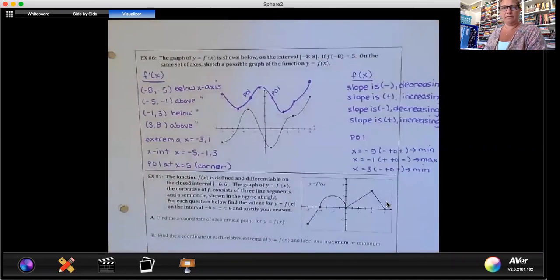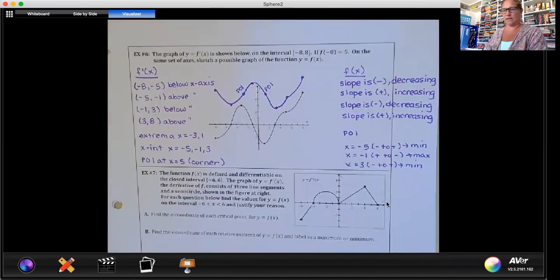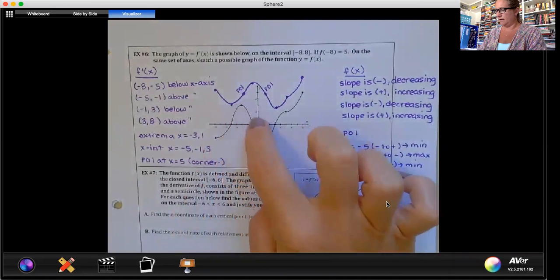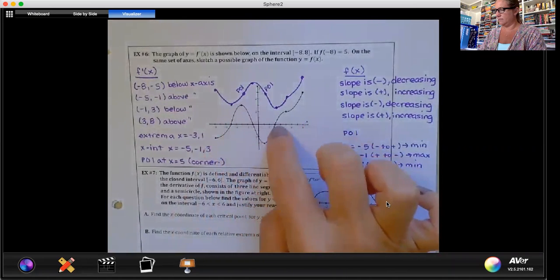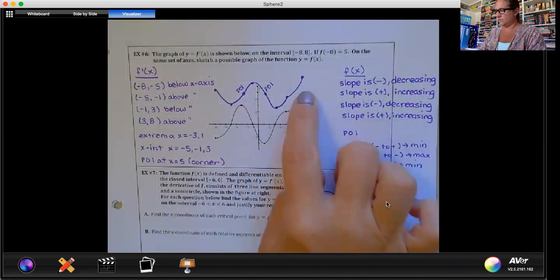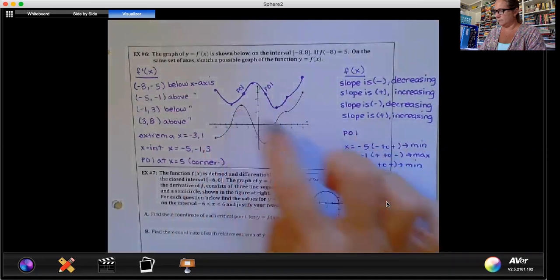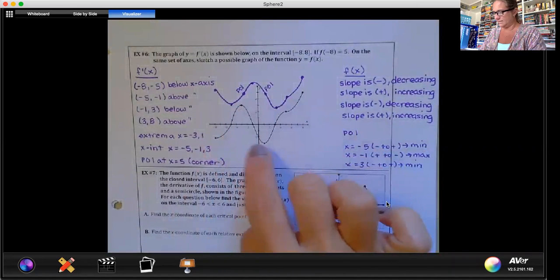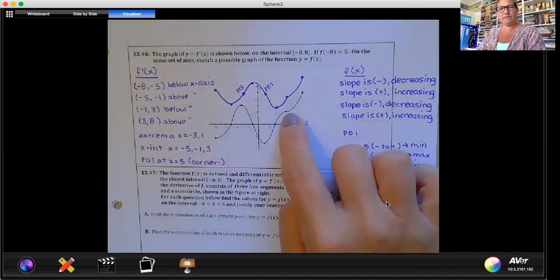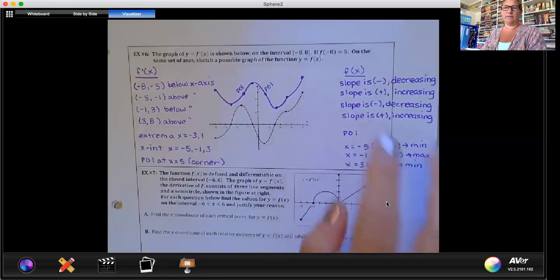So on f of x, from -8 to -5, you are below the x-axis. You are above from -5 to -1, below from -1 to 3, and above from 3 to 8. You have extrema at x equals -3 and -1. You have x-intercepts at -5, -1, and 3. And you're going to have a point of inflection at this little corner here, because you can see you're going from concave down to concave up.